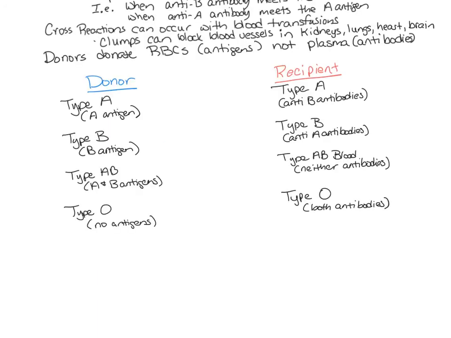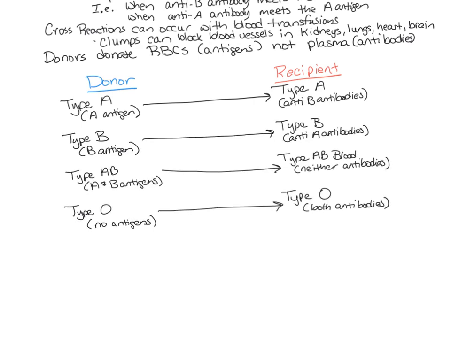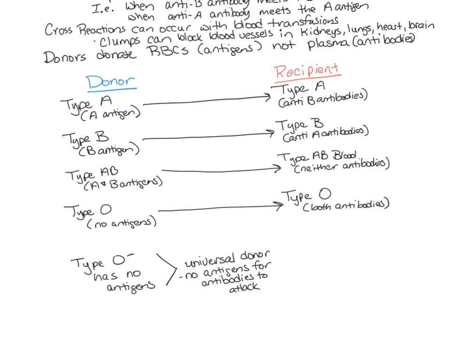So type A blood can be donated to a type A recipient. Type B blood can be donated to a type B recipient. Type AB blood can be donated to a type AB recipient. And type O blood is donated to a type O recipient. However, if there isn't a compatible cross match, then O negative can serve as a universal donor.